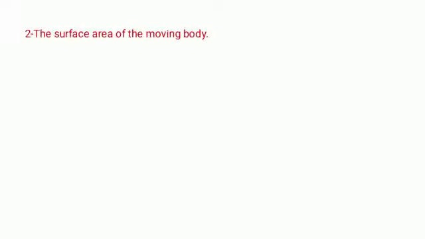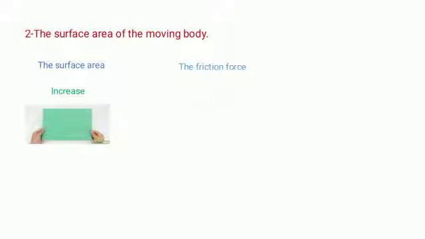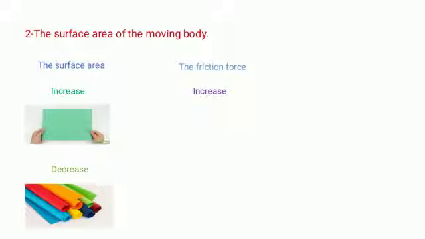The second factor is the surface area of the moving body. When the surface area of the moving body increases, the friction force increases, and when the surface area decreases, the friction force decreases. So there is a direct relation between the surface area and the friction force.